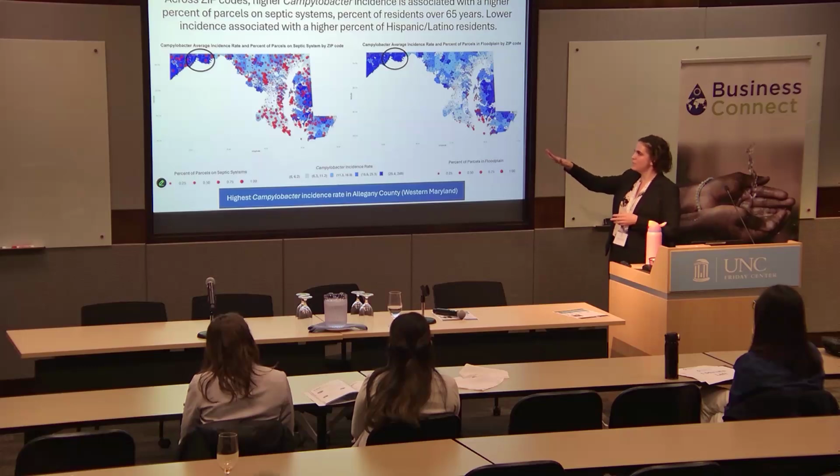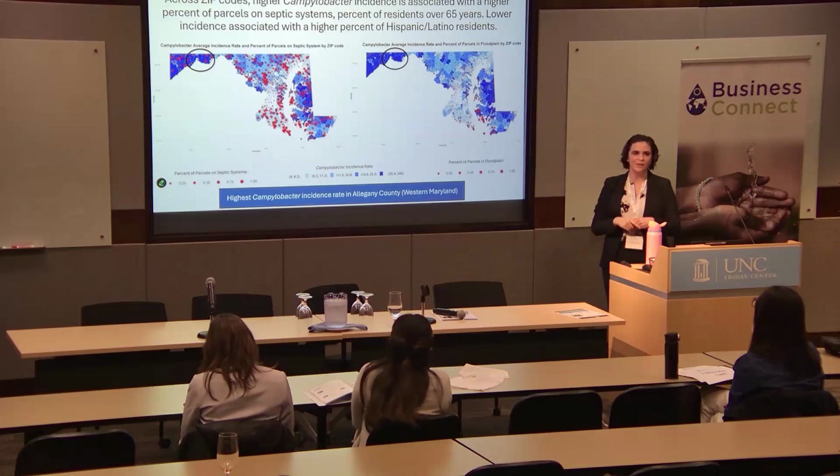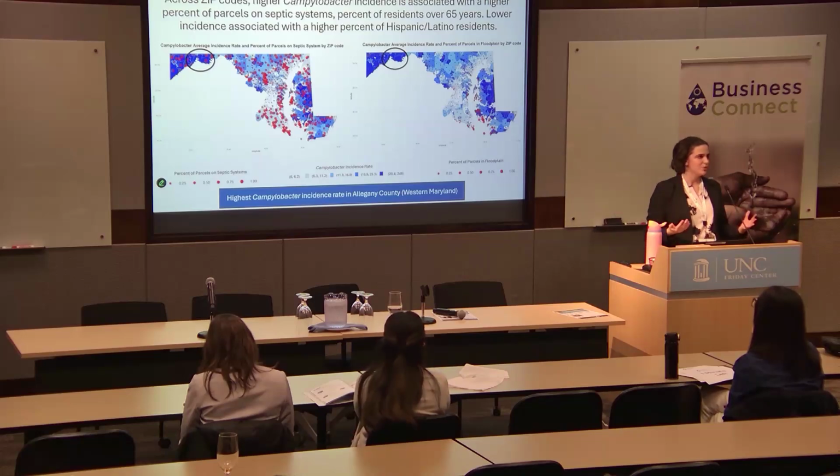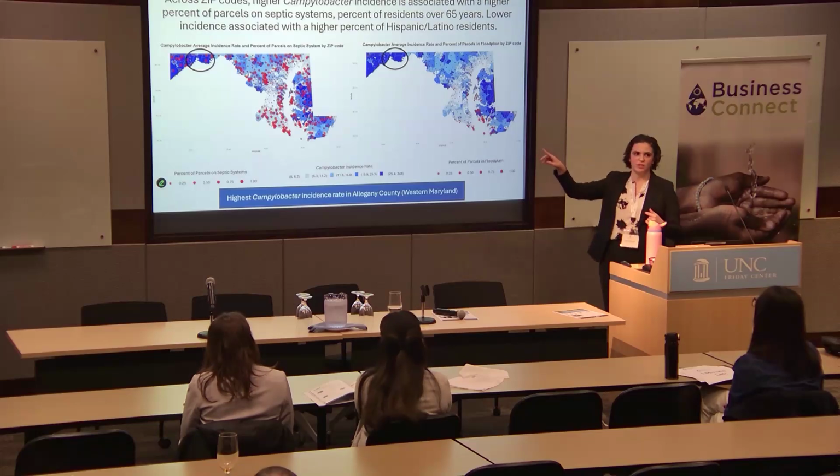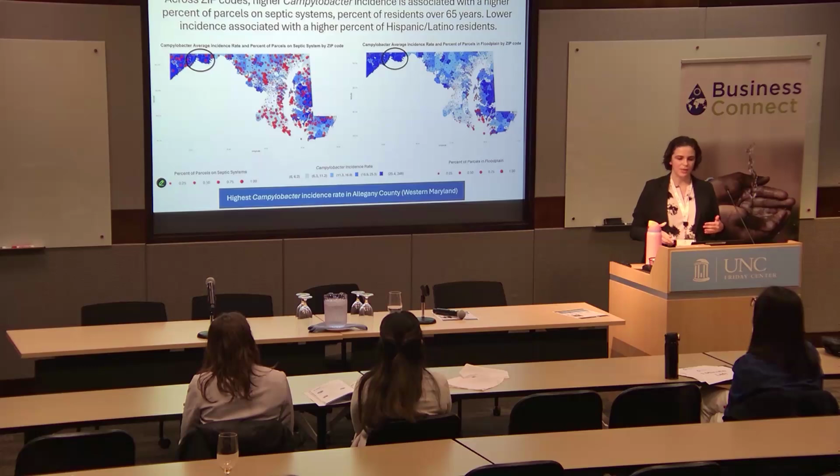The maps are showing the same thing in terms of percent of parcels on septic and percent of parcels in floodplain, but this time we're looking at Campylobacter average incidence rate, which we can see is actually highest in the western region and specifically in Allegheny County.